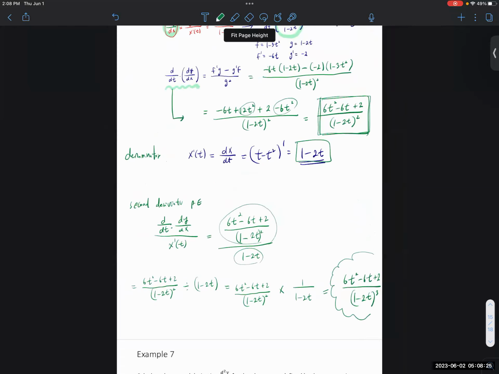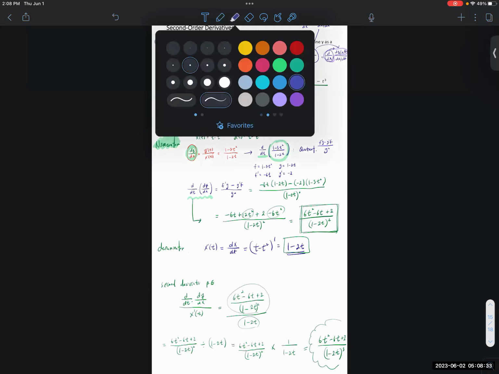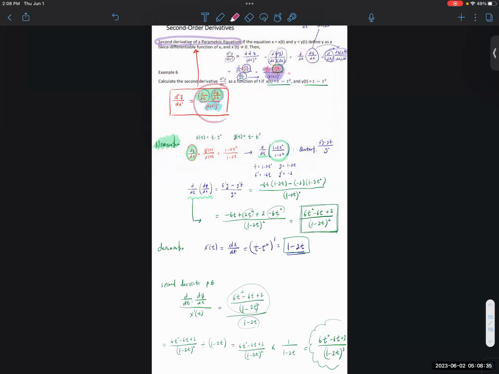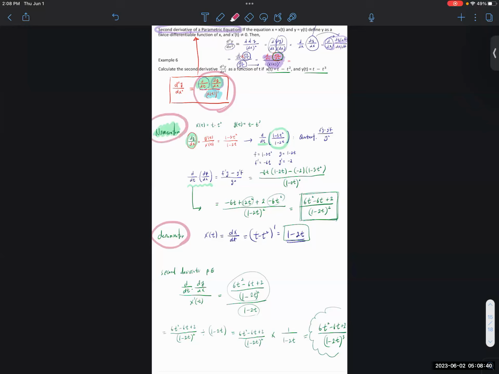So think about it. This is how we are taking the second derivative of the parametric equation. We are following that example. The formula is actually given here. So we found the numerator and denominator separately, and then you finalize the answer. I'm going to do just one more example of how to take the derivative. Let's take a look at it.